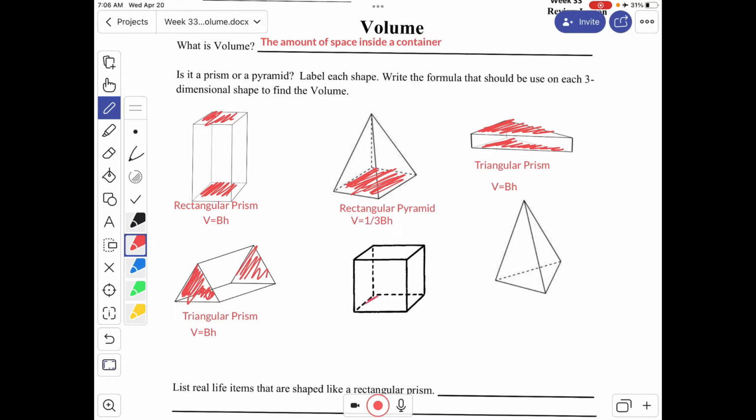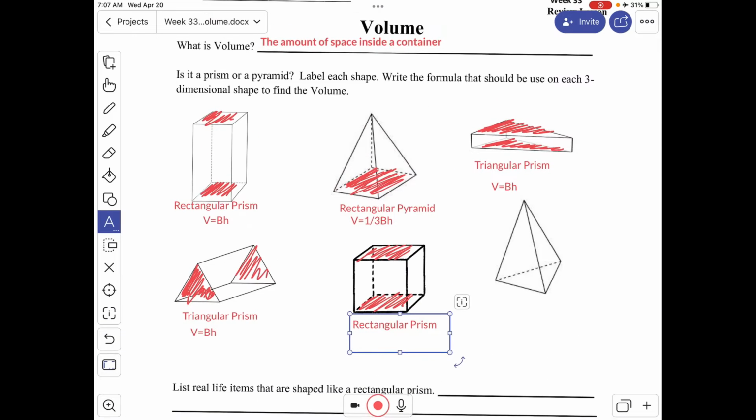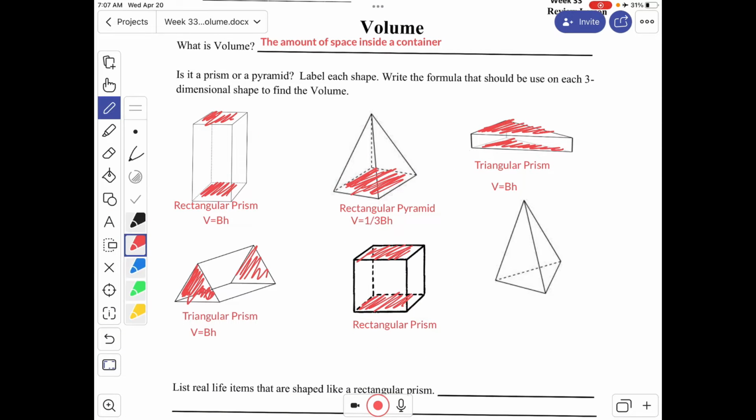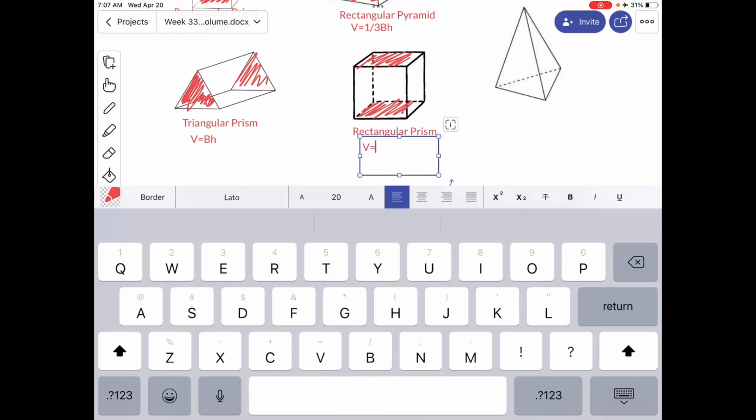The next one has lots of parallel sides actually, but they're definitely shaped like squares. You could call this a cube, but it is also a rectangular prism. And the formula for a rectangular prism is still volume equals area of the base times the height.